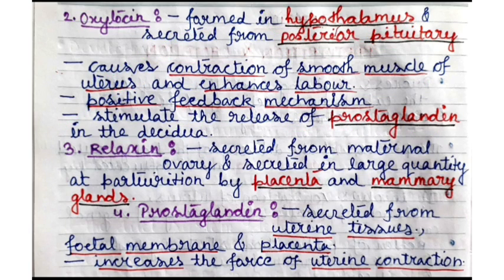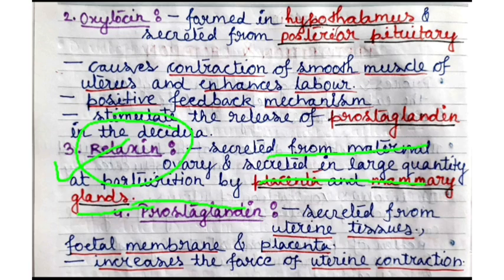And the next hormone which is involved in the process of parturition is relaxin. Relaxin is secreted from the maternal ovary during the initial period of pregnancy, and it is secreted in large quantity at parturition, or at the time of labor, by the placenta and mammary glands.